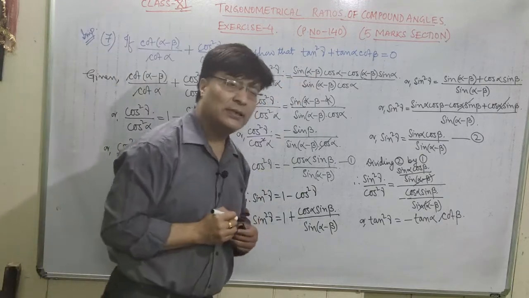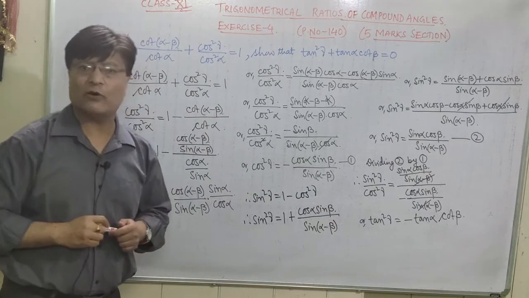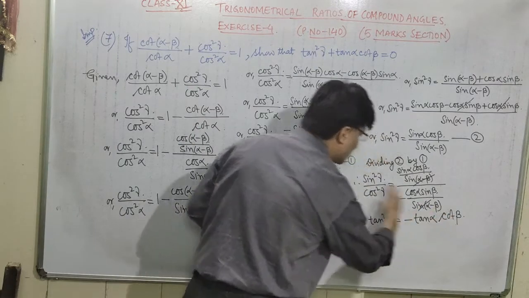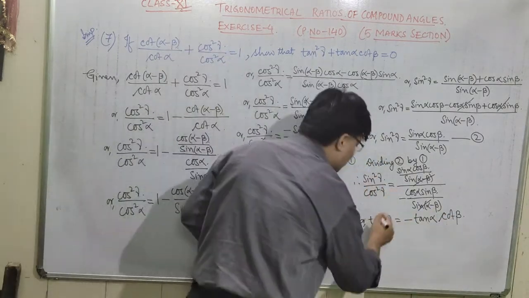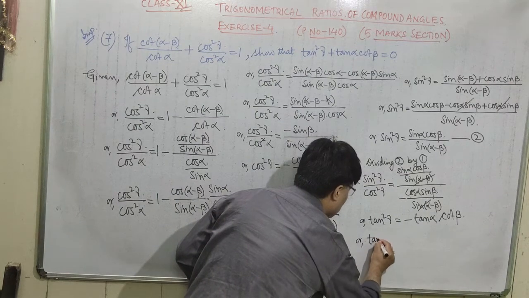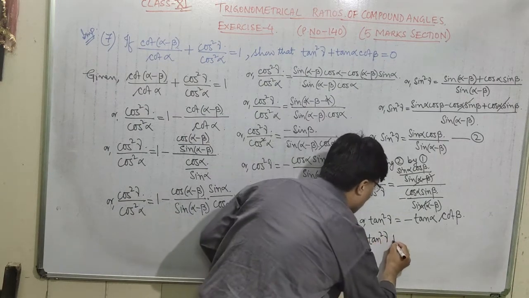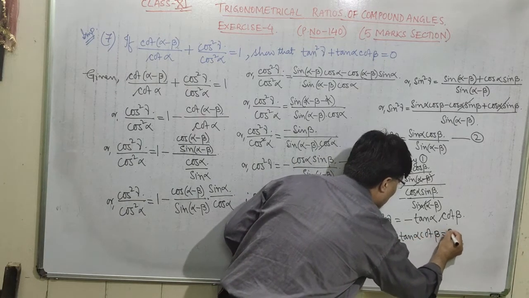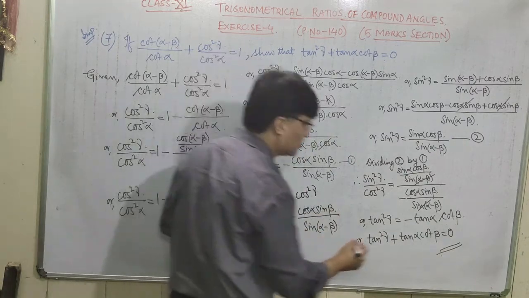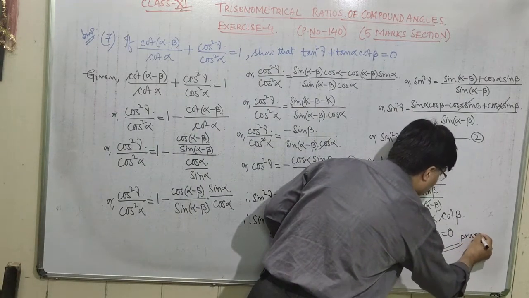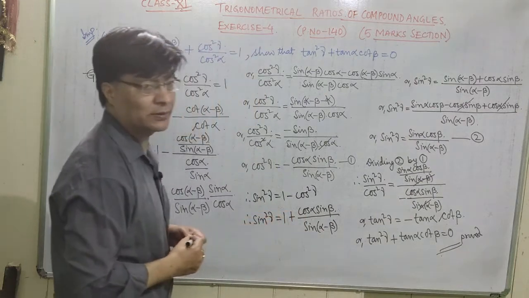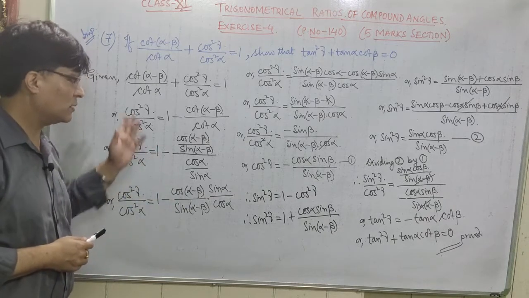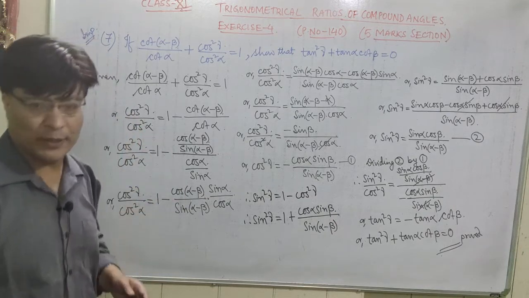But you have to prove that tan square gamma plus tan alpha cot beta is equal to 0. So you can take this term, that is minus tan alpha cot beta, to the left hand side and it becomes plus. So tan square gamma plus tan alpha cot beta is equal to 0. So it is proved. Okay. So I think you have understood it. This question is very, very important. So you can mark it and copy it. Okay.